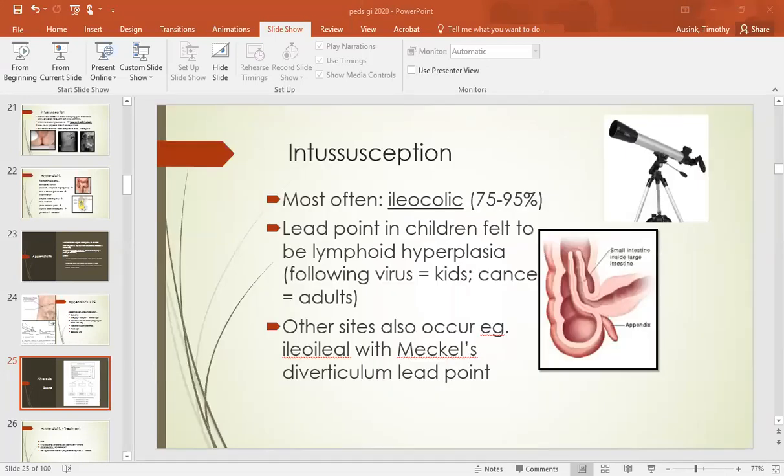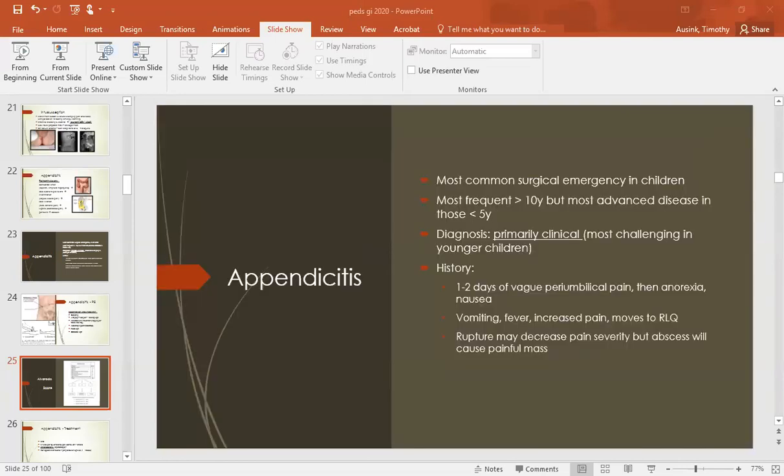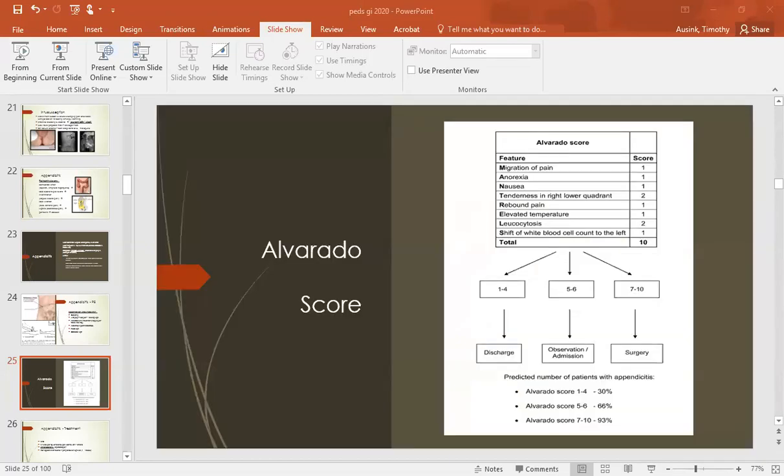Okay, cool. I'm back here. We did Alvarado score. Are they seeing this? Am I back behind them? Okay, Alvarado score. There we go.